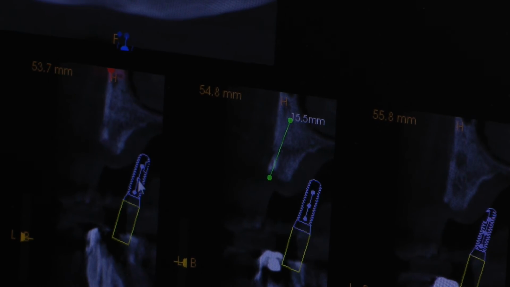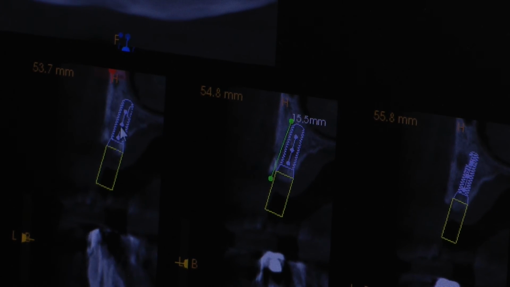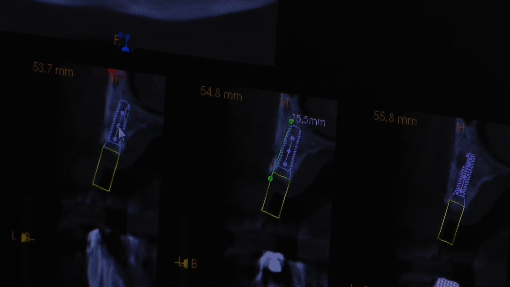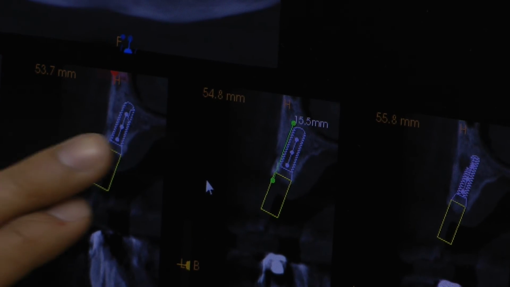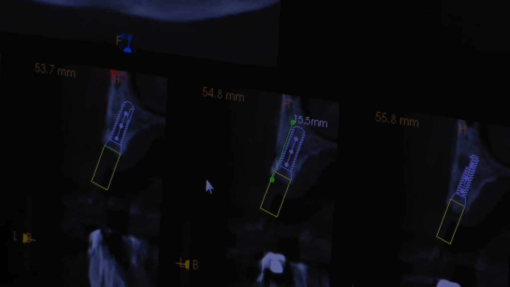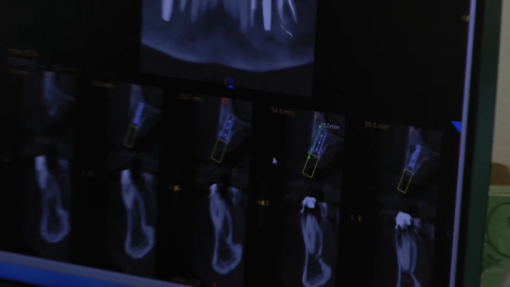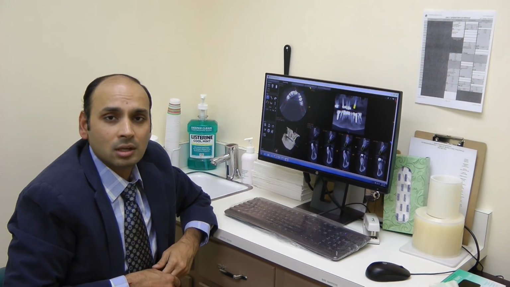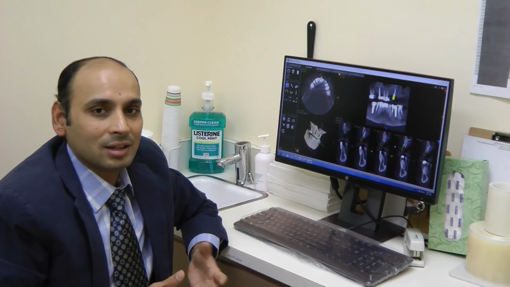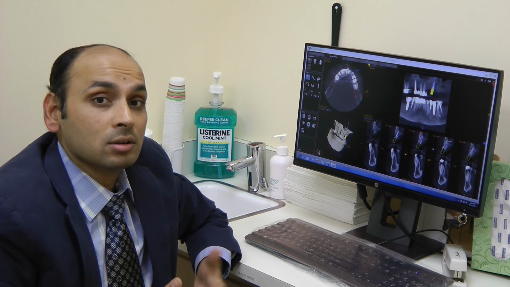So I've picked the implant of my choice, and now I'm going to put the implant over here and see if I like the angulation and whatnot. And I like everything. It looks like we are going to stay away from the sinus, and the implant's going to be pretty much like a slam dunk there, so there's not going to be any problem. So this is one of the biggest advantages that we have with this electronic surgery.